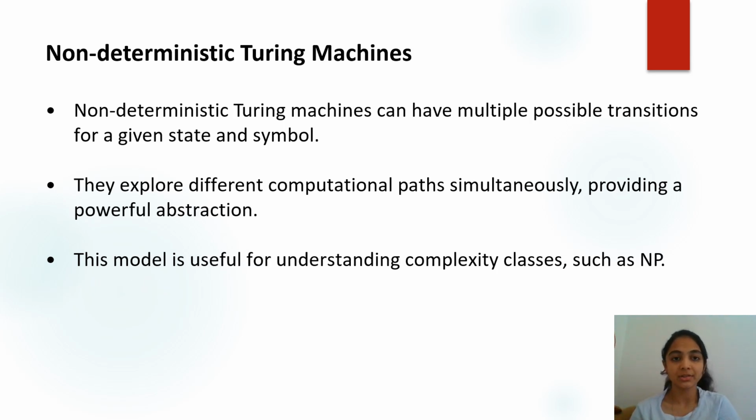Non-deterministic Turing machines. Non-deterministic Turing machines can have multiple possible transitions for a given state and symbol. They explore different computational paths simultaneously, providing a powerful abstraction. This model is useful for understanding complexity classes such as NP.